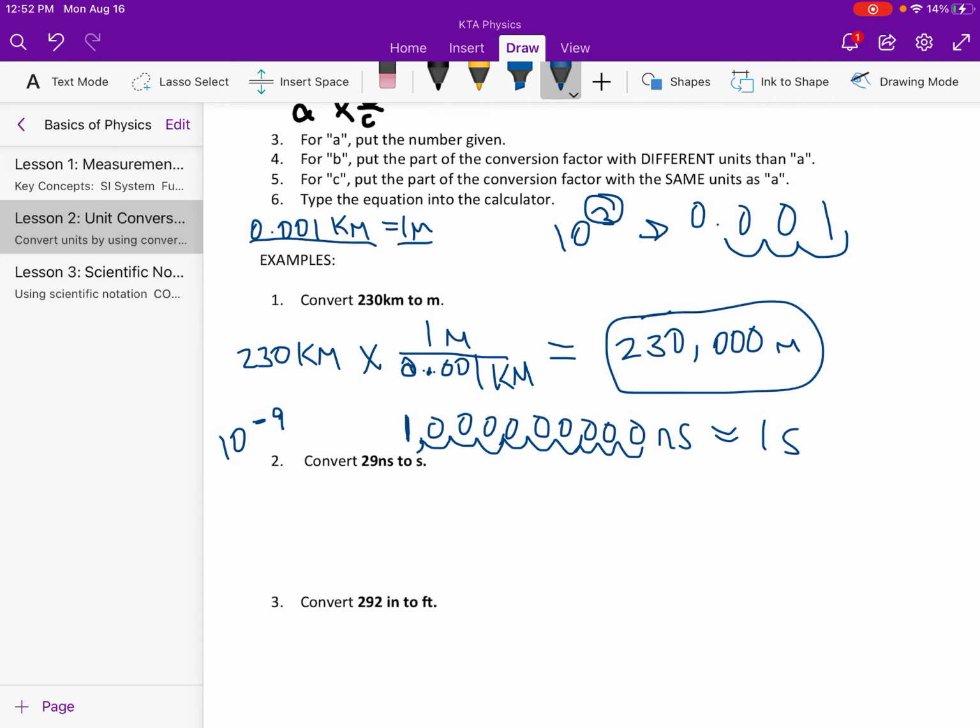Okay, so now that we see that, we can use the A times B divided by C. So now what we can do is we put 29 nanoseconds here, equals different unit on the top, so that would be 1 second. Same unit on the bottom, so that's 1 billion nanoseconds.